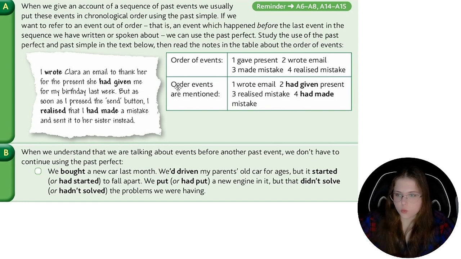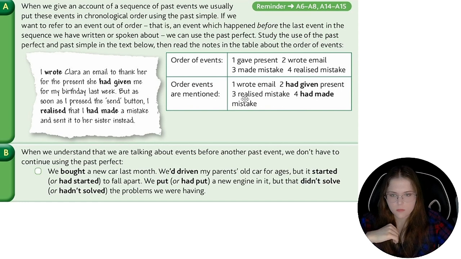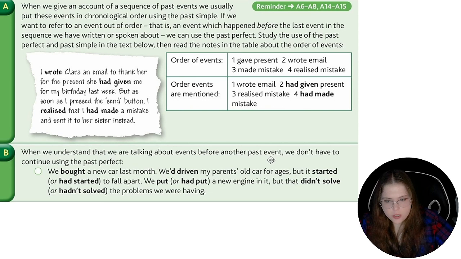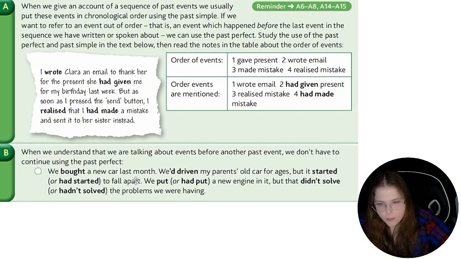Or how it was in this message: he wrote an email and had given a present, realized a mistake, and firstly had made this mistake. When we understand that we are talking about events before another past event, we don't have to continue using the past perfect. We bought a new car last month. We had driven my parents' old car for ages, but it started or had started to fall apart.